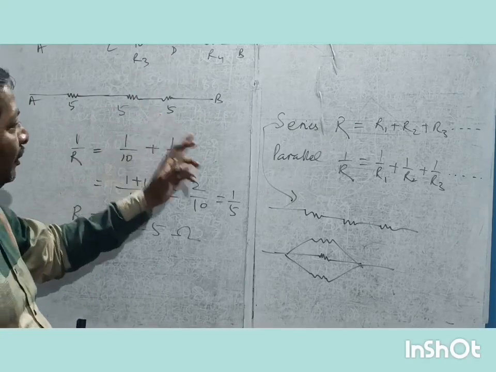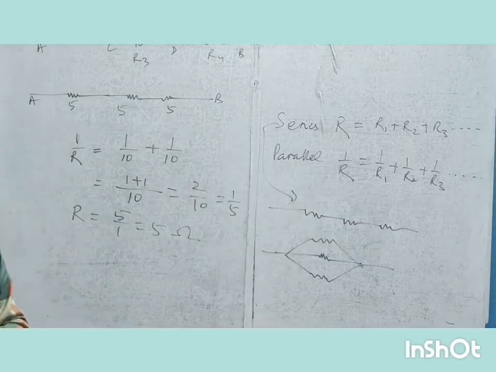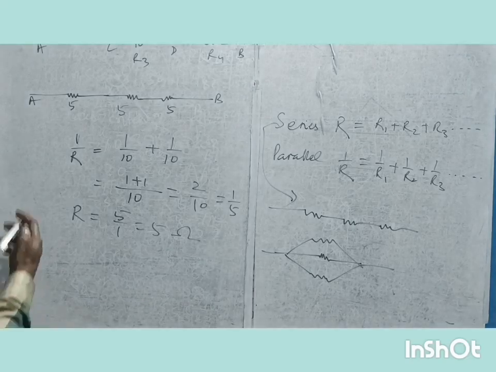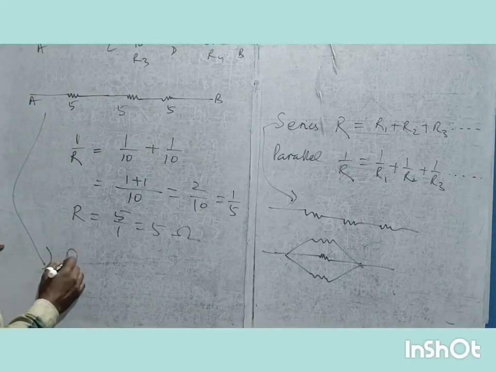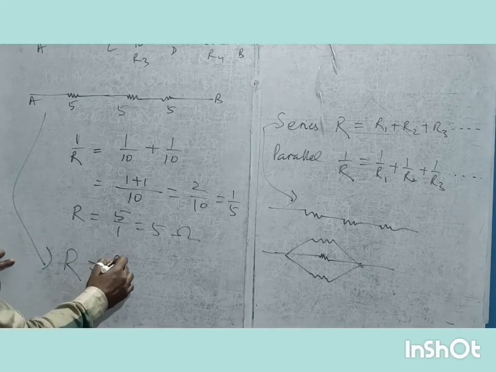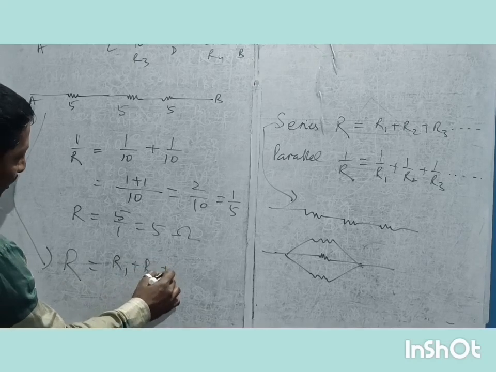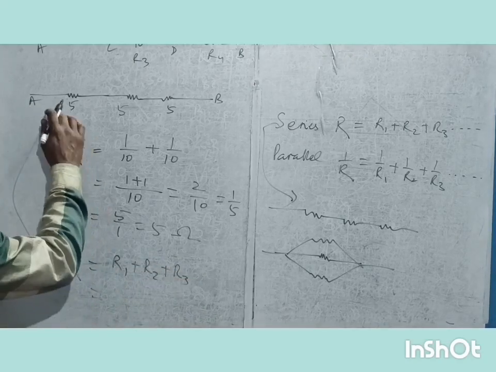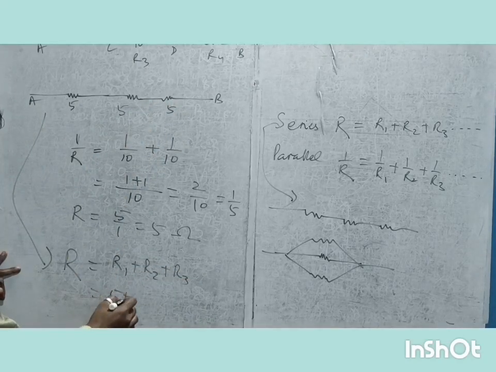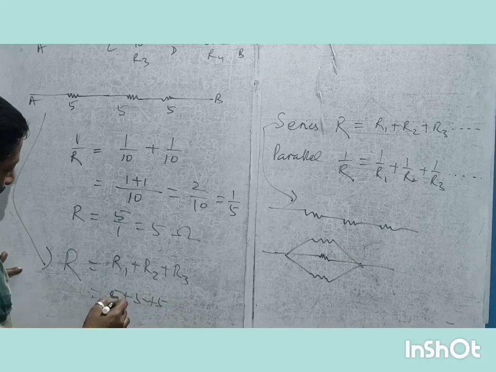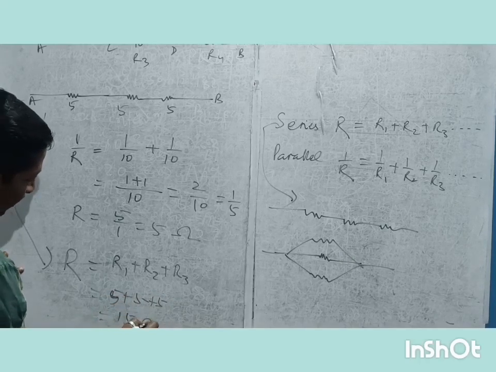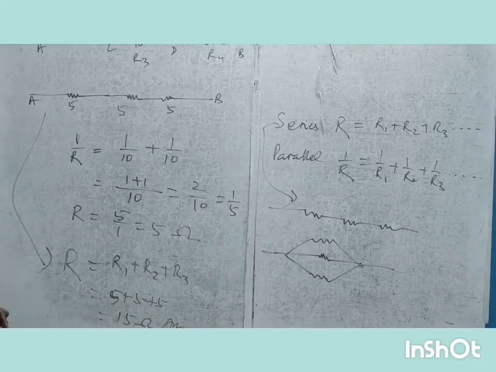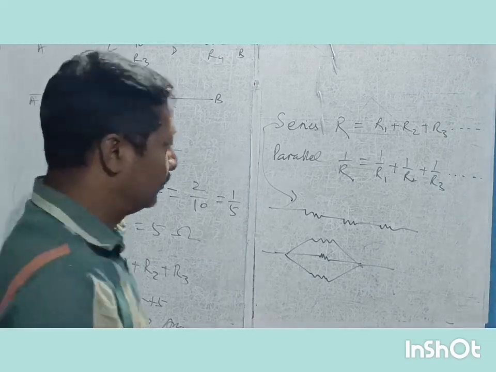These three are now in series connection. Okay. So the equivalent resistance will be how much? Just the addition of the 3: R1, R2, R3, 5 plus 5 plus 5. How much? 15 ohm. This is the answer. Okay. This is the final answer.